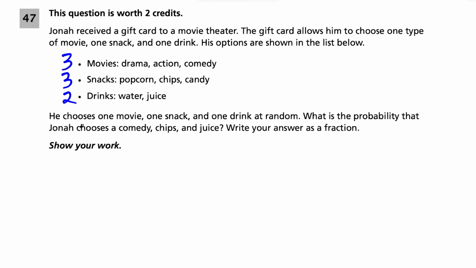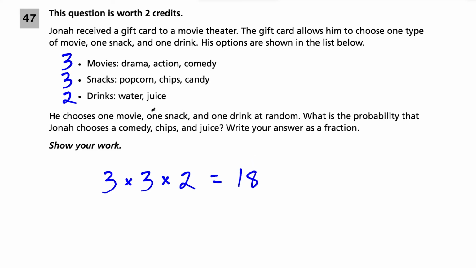So the number of possibilities here, for movies, there are 3 options. There's drama, action, comedy. And then we multiply by the number of options for snacks. And there's 3 options for snacks. We could have popcorn, chips, or candy. So that's times 3. And then we multiply this by the number of options for drinks. And there are 2 options for drinks. So now we work this out. 3 times 3 is 9, and 9 times 2 is 18.